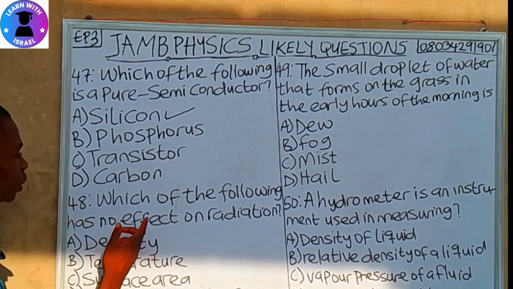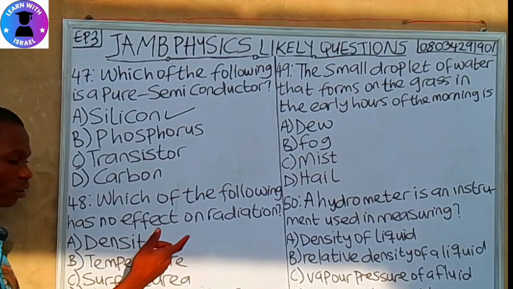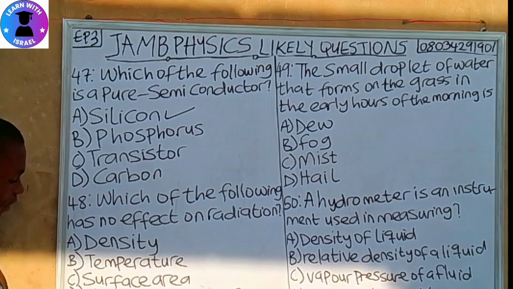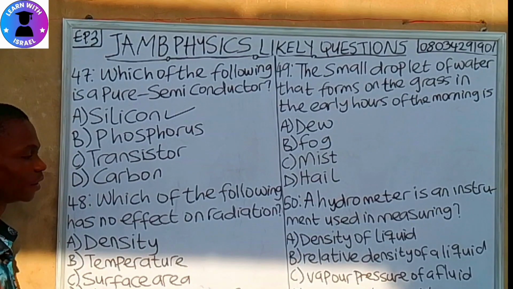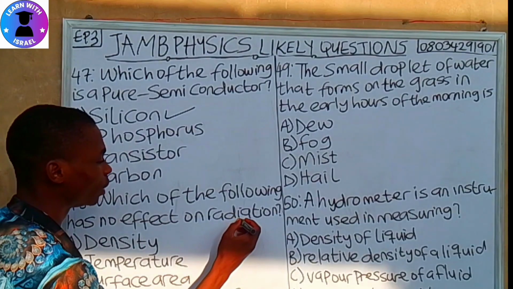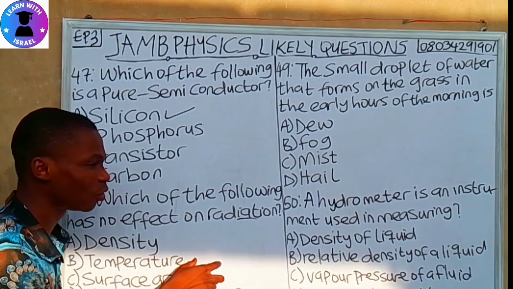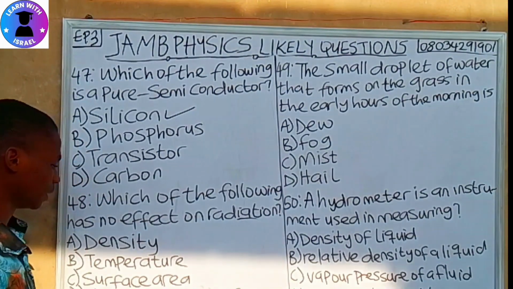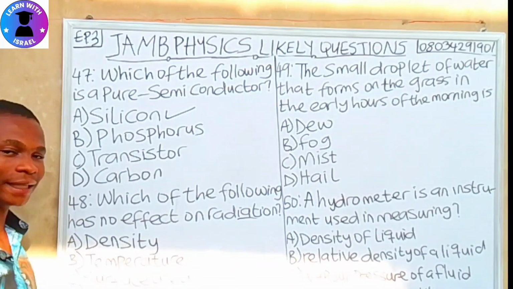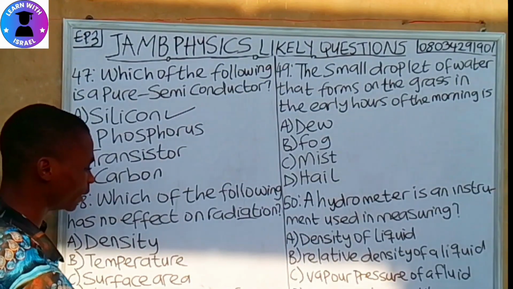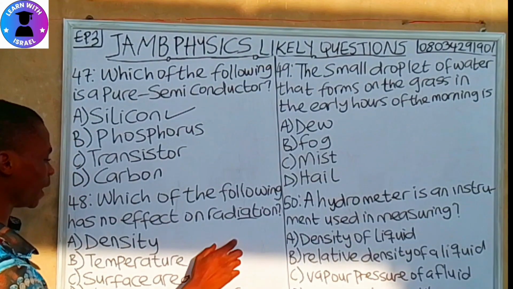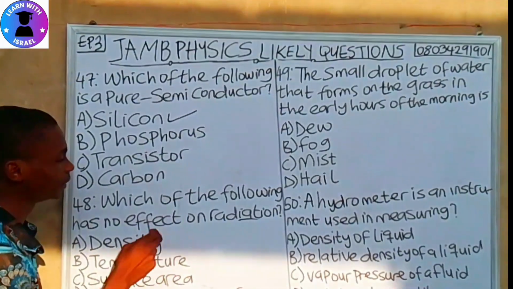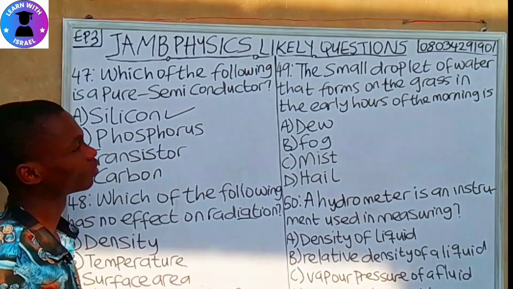Question 48. Which of the following has no effect on radiation? A. Density, B. Temperature, C. Surface area, D. Nature of the surface. I hope we know that radiation deals with heat. Temperature will have effect on the radiation. Surface area, the area will be more enlarged. For nature of the surface, yes, it has effect on radiation. The one that does not have effect on radiation is density. Let's move to the next question.